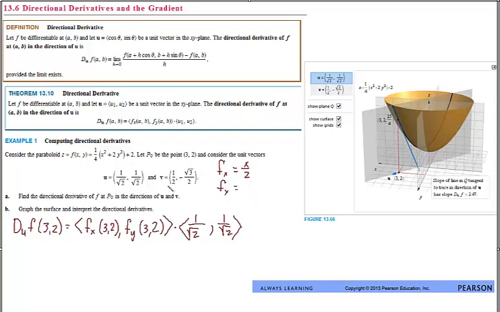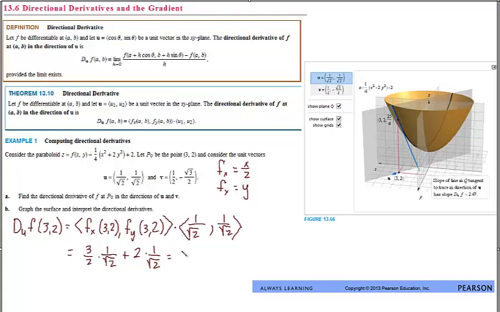Fy, the partial with respect to y, is going to be this x squared and this 2, and I take those derivatives, they're constants and they drop. That would be 4y divided by 4, so this is just going to be y. So I am going to be computing the dot product, which means at the point 3, 2, this is going to be 3/2, so I'll have 3/2 times 1 over the square root of 2, added with, at point 3, 2, this is just going to be a 2 times 1 over square root of 2.